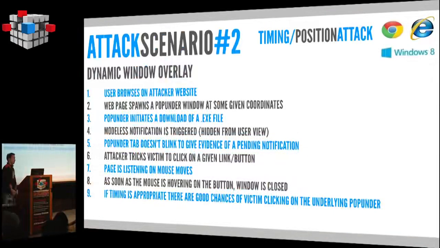Attack number two deals with a dynamic window overlay. It works on Windows 8 and on Google Chrome and Internet Explorer. The attack scenario is more or less the same. You visit the attacker's website, which spawns a pop-under that goes in the background and starts the download of an executable file. None of this is noticed. At a given point, the attacker tricks the victim to click on a given link or button.